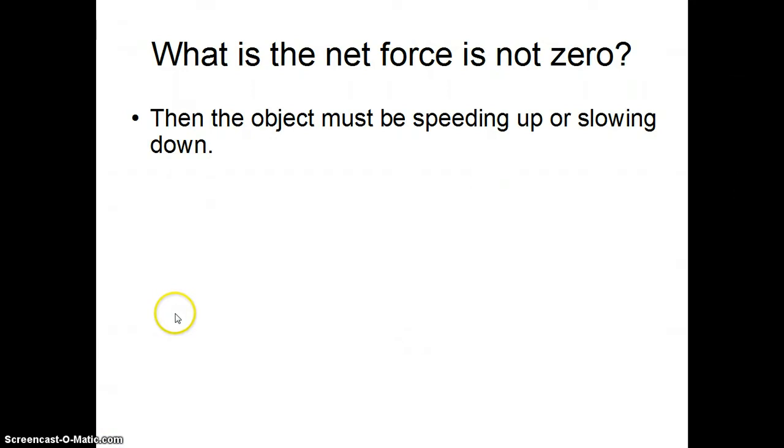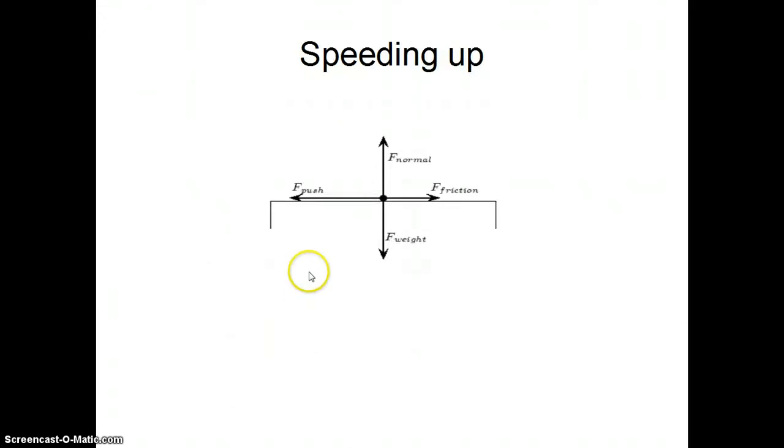The other situation is when the net force isn't zero, so the object must be either speeding up or slowing down. In the case of speeding up, that means the push has to be greater than the force of friction. Again, I'm assuming that the weight and the normal force are the same. I'm not accelerating up or down, I'm just having acceleration in one direction. So in this case, you could determine the acceleration of the object by determining the distance it travels over a certain time, making sure that you use the kinematic equations that describe accelerated motion, not constant motion.